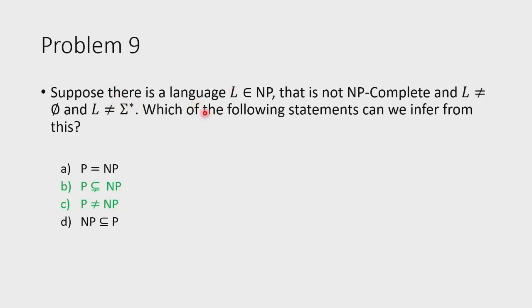Okay, so what this is saying is the following. Somehow someone told you that there exists a language in NP which is not NP complete, and also that this language is not the empty set or this set. So this is information you are given. You are supposed to assume that this is true. Then they are asking if this statement is true, which of the following is true? So what can you infer from this statement?